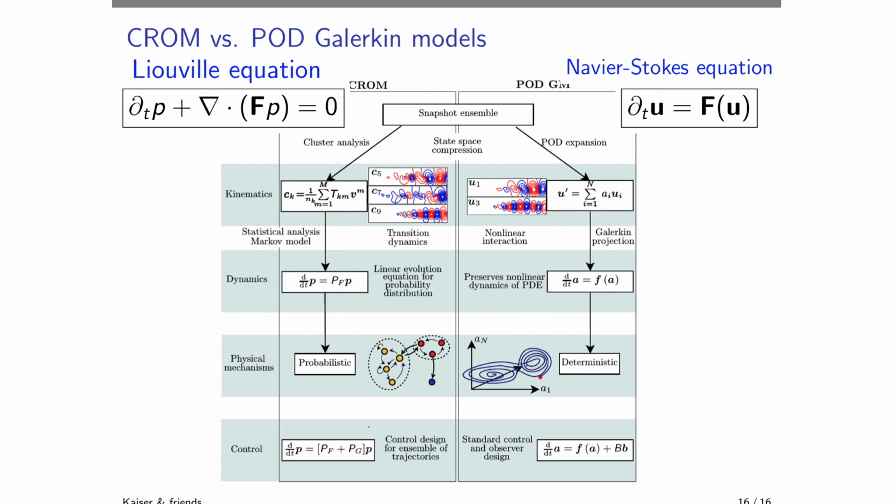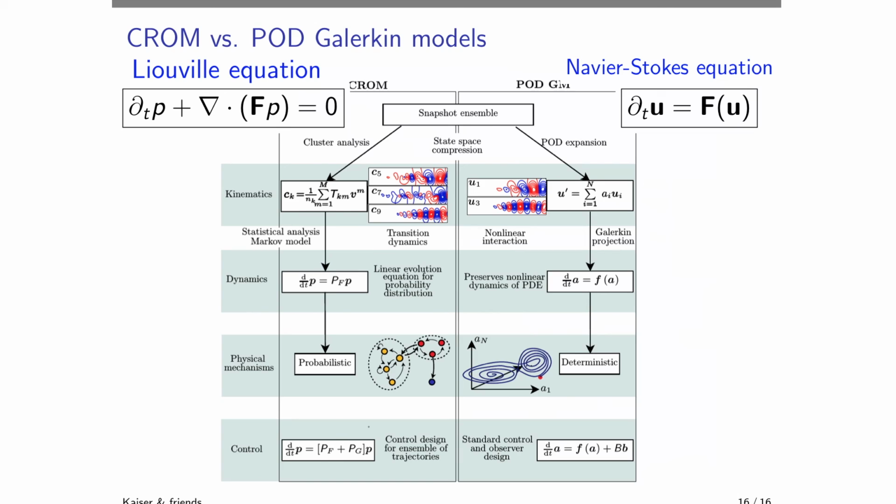The model of CROM is a linear evolution equation for the probability distribution on the set of clusters. It describes how an ensemble, a distribution of trajectories, evolves over time. On the other side, a POD Galerkin model yields a nonlinear propagator for a single trajectory that can be further examined with respect to geometric properties in phase space, performing stability analysis, finding limit cycles and fixed points, etc.